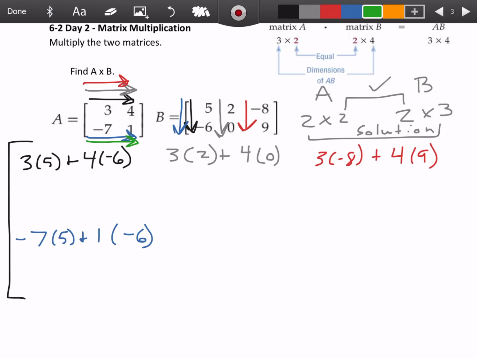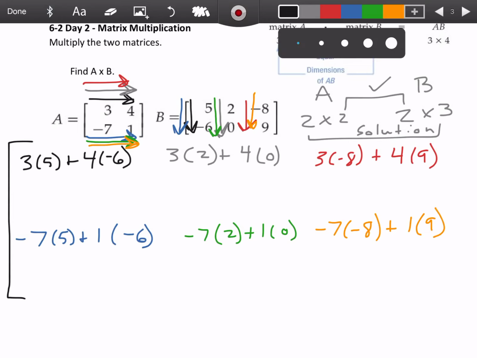Next, we'll go across this bottom row and down the middle column. So we have -7 times 2 plus 1 times 0. And last one, across the bottom row again and down this last column, that would be -7 times -8 plus 1 times 9.